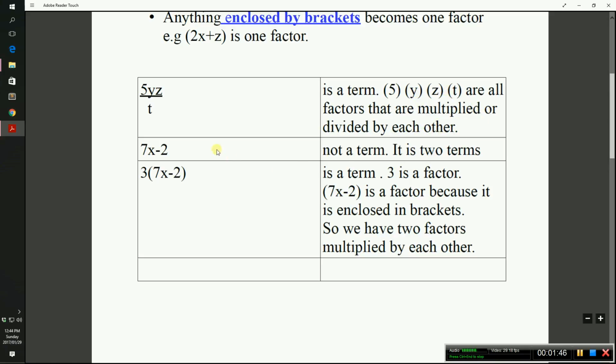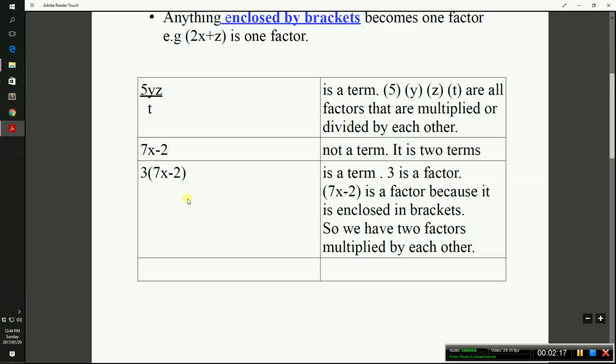The second example, 7x minus 2, this is not a term because it's separated by subtraction. Here we have two factors, 7 and x, which means 7 times x. This forms one term, and this term is separated from the second term, which is simply a number, which is 2. So here we have two terms separated by subtraction.